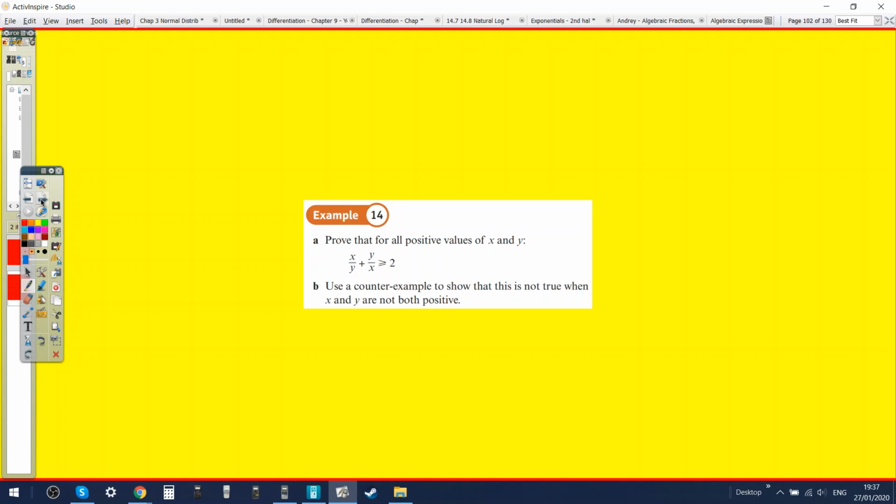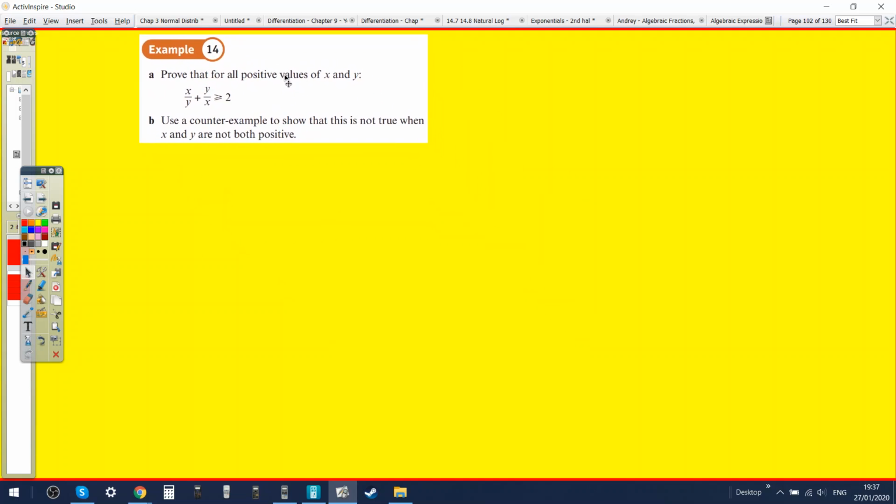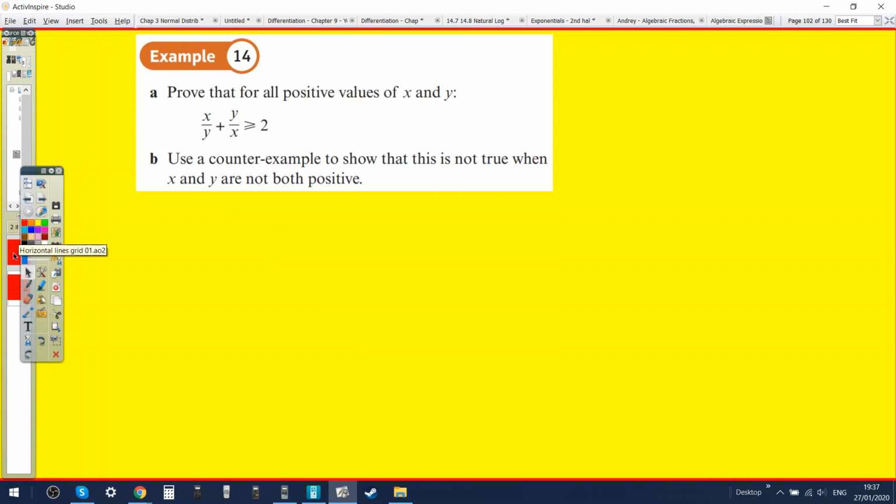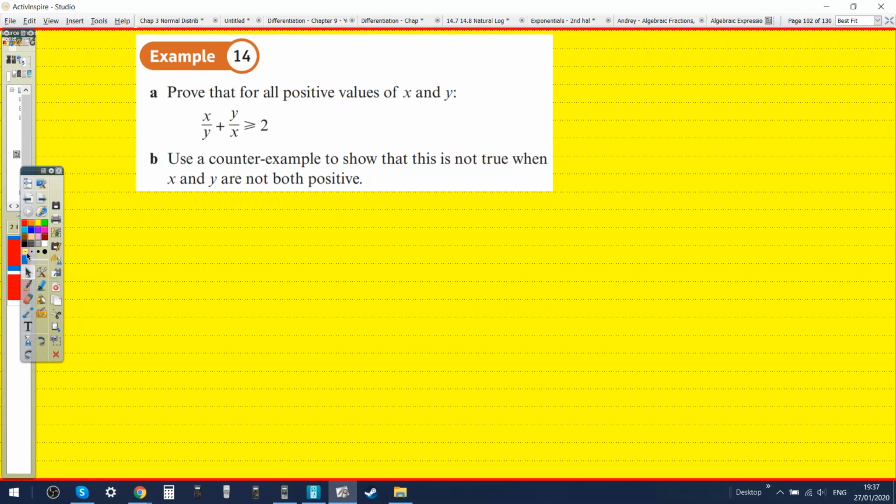Next one. Counter example. So find some example that invalidates it. Is that for A? Actually, A is just proving it in general. Any idea how to do that? Is this A or B? A. Okay, so.